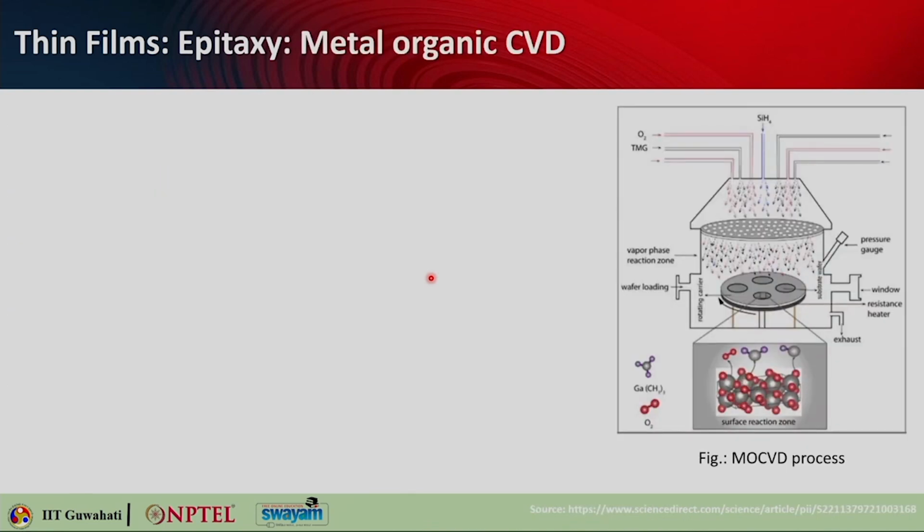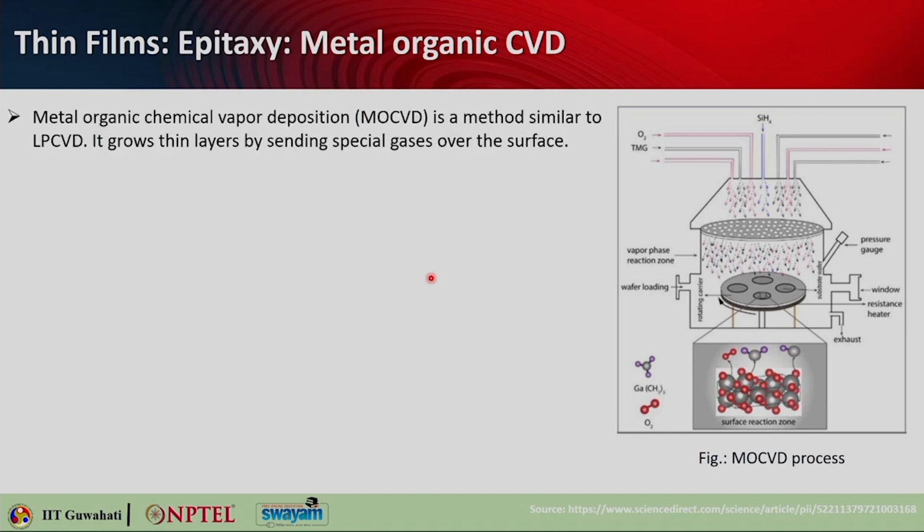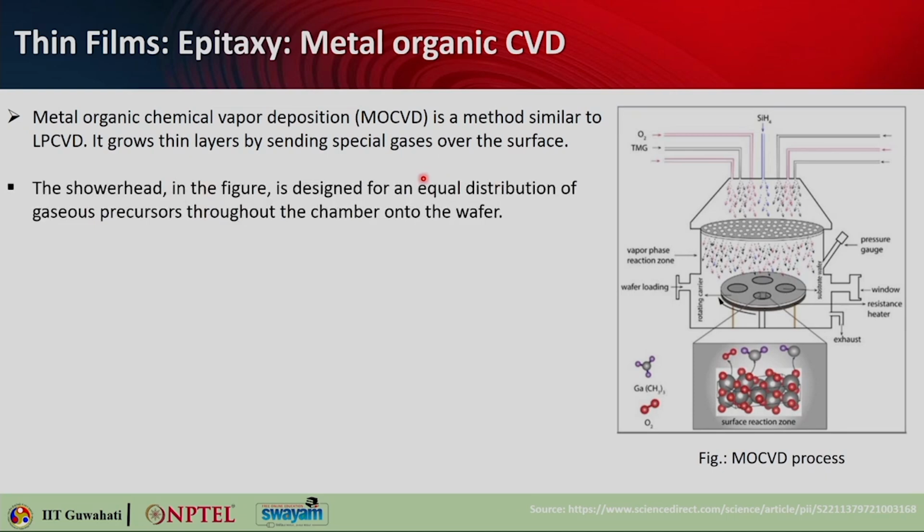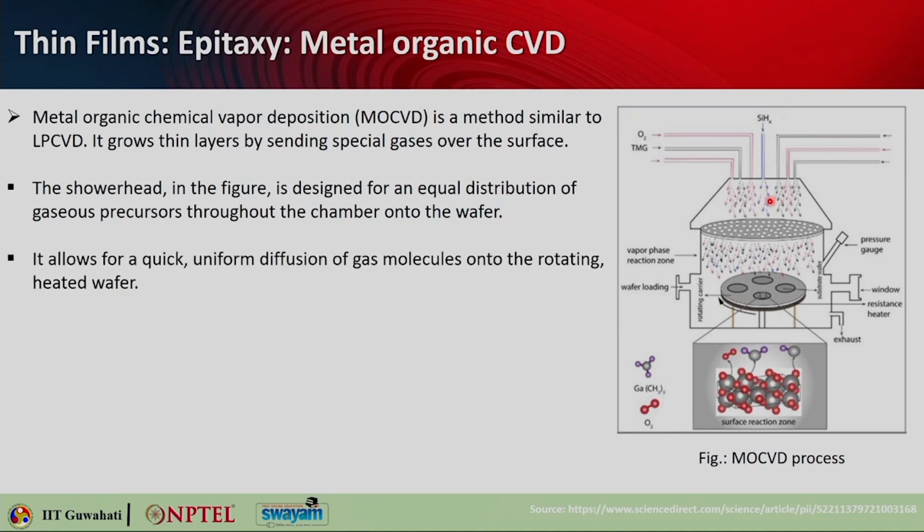So, here is an example of method of epitaxy, which is metal organic CVD. So, this is very similar to LPCVD that you have seen. It grows thin layers by sending special gases over the substrate. Now, if you see the shower head here, in this particular figure, it is designed for equal distribution of gaseous precursors through the chamber onto the wafer. So, these are different gases which come in. Okay. It allows a quick and uniform diffusion of gas molecules onto a rotating heated wafer. So, this is the wafer which is on a rotating platform and which is also heated.